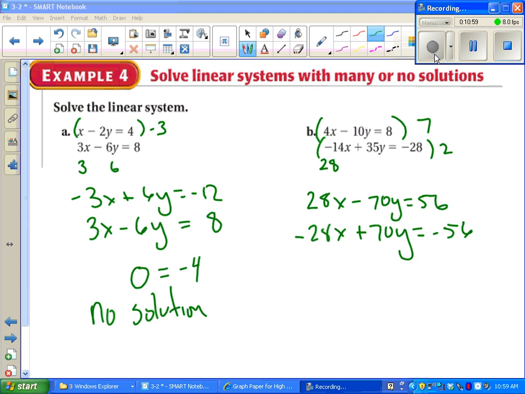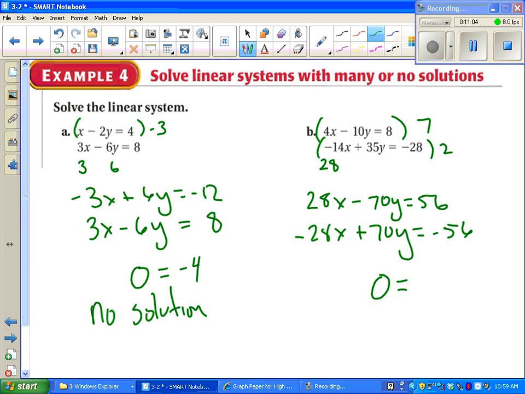Just like part A, the x's and the y's both cancel out and we get 0. The difference from part A is we also get 0 on the other side. This is always true, so this is an example of when we have the same line twice. So this is many solutions. Again, if you want to check to see if these are the same line twice, you can always go graph them yourself and see.